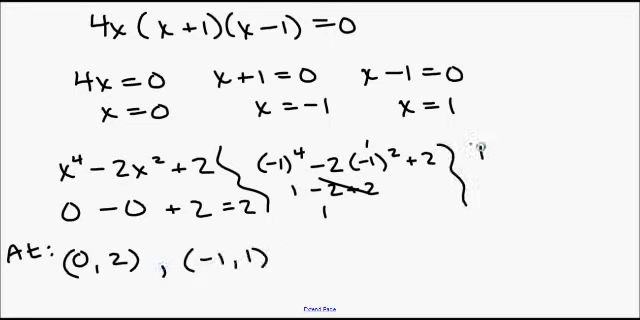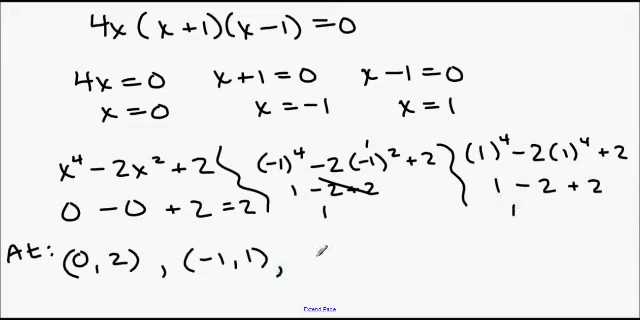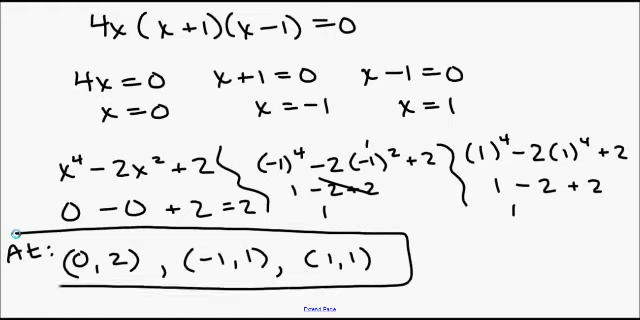And then last, I'll plug in a positive 1 here. So I get 1 minus 2 plus 2, which is another 1. Okay. So, and (1, 1). So this is my answer.